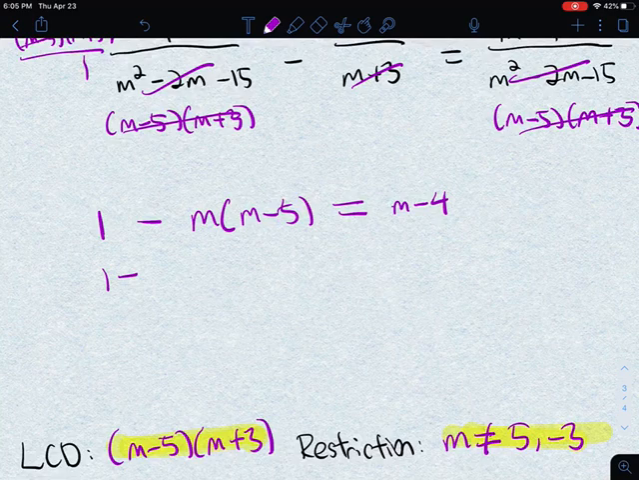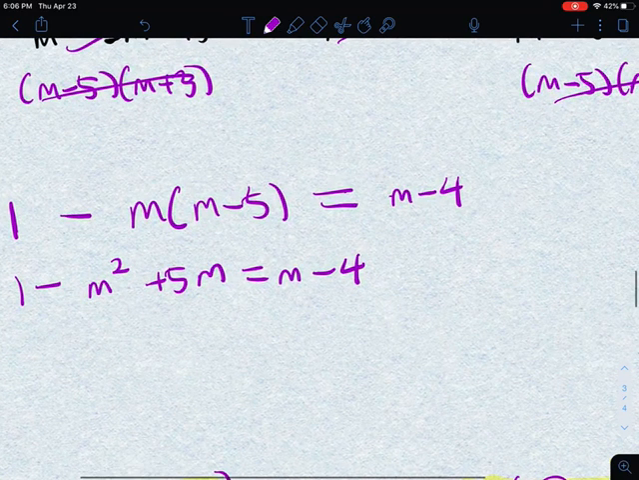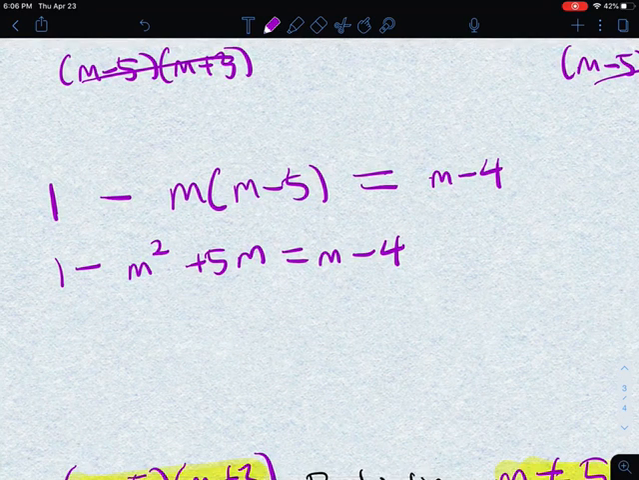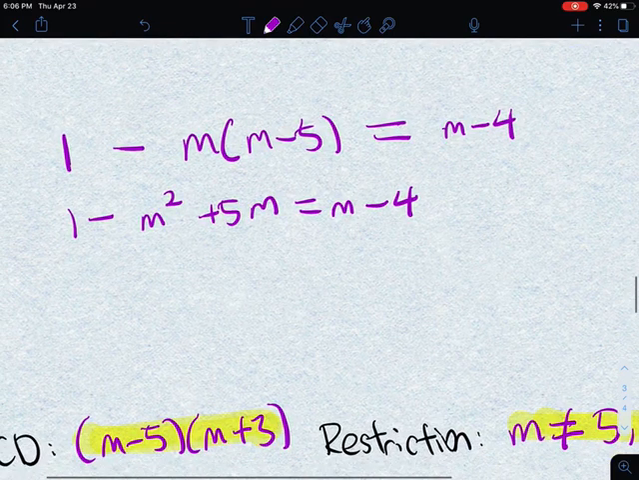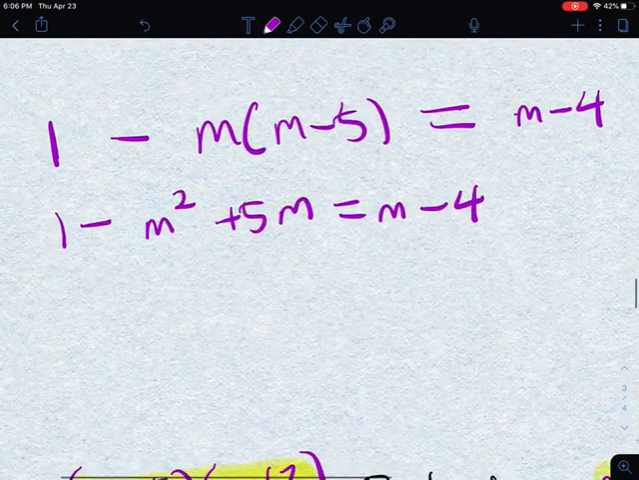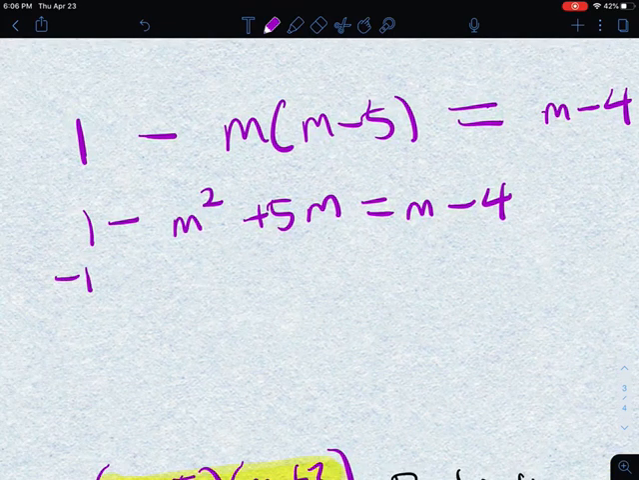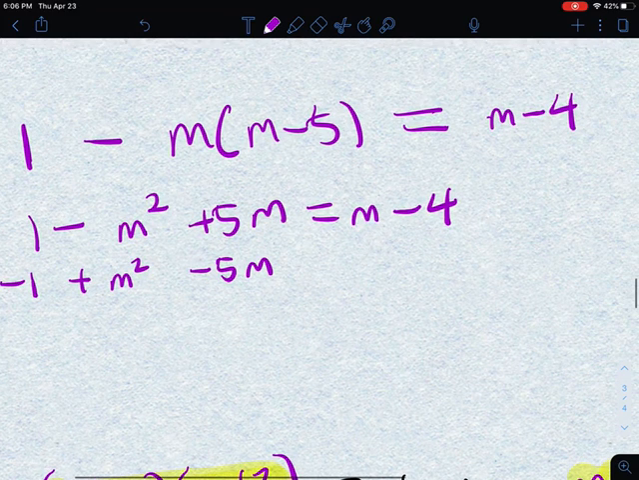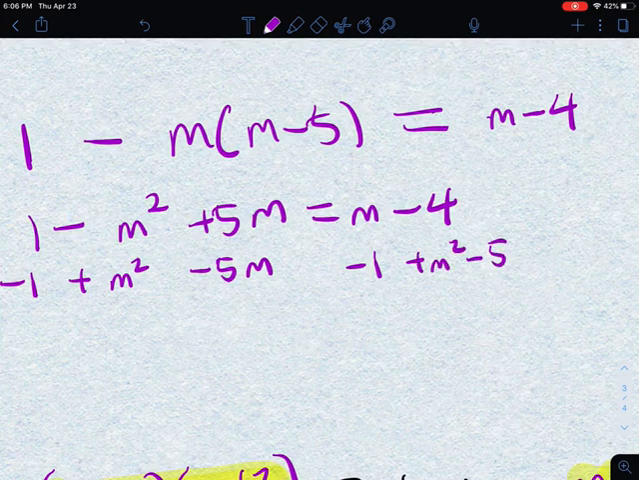All right, let's go ahead and distribute. It's minus m squared plus 5m, so be careful of that, equals n minus 4. Okay, once again, we have a quadratic because we have an m squared. But what I'm going to do is move everything to the right-hand side, because right here is a minus m squared. So let me get it on the right-hand side so then I get a positive m squared.